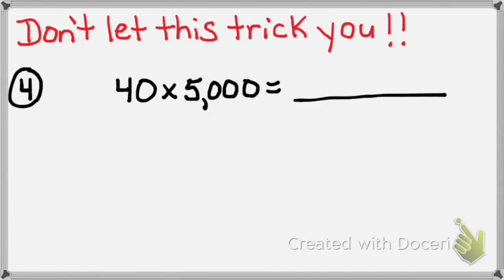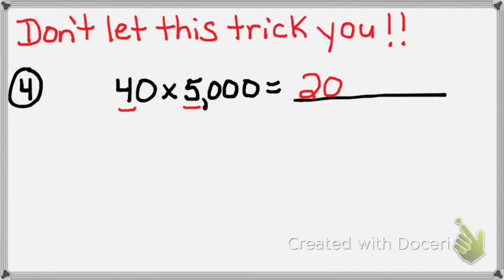You may see some problems like problem number 4 that could be tricky. Don't let this trick you. So again, we take a look at our first number, which is 40. It has an ending 0. Our basic fact is 4. The next number is 5,000. It has some ending zeros. The basic fact is 5. We say 4 times 5 equals 20.